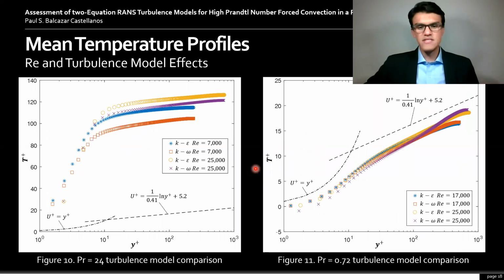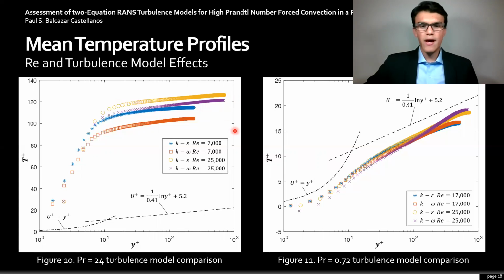The behavior that we saw in these Nusselt number predictions can be explained by looking at the mean temperature profiles of these flows. For instance, when we look at a Reynolds number of 7,000 in the blue and orange lines, there is a large discrepancy between the predictions of both turbulence models. However, when we look at a higher Reynolds number, such as 25,000, the difference between models is much smaller. And this is because both models work better at high Prandtl number applications. Additionally, it is worth noting that consistently, the K epsilon model in blue and in yellow provides higher magnitude of the logarithmic temperature region in both cases. And these trends are seen across all test cases.